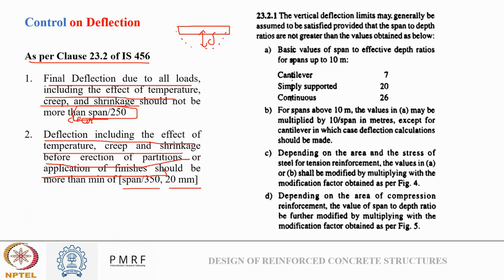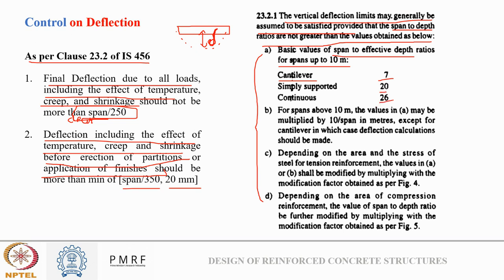Now it is often difficult to calculate this deflection. So what the IS code says is that these vertical limits may be generally assumed to be satisfied provided the span to depth ratio is not greater than the values described in these 4 points. The code says the basic value of span to effective depth ratio for a span up to 10 meters should be this value.